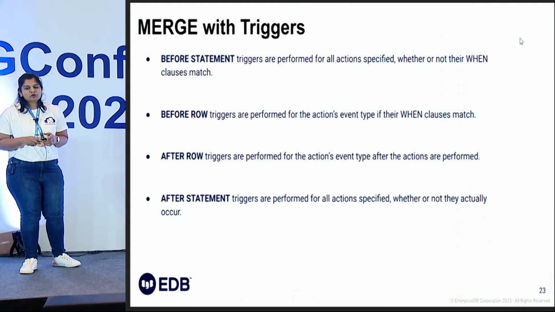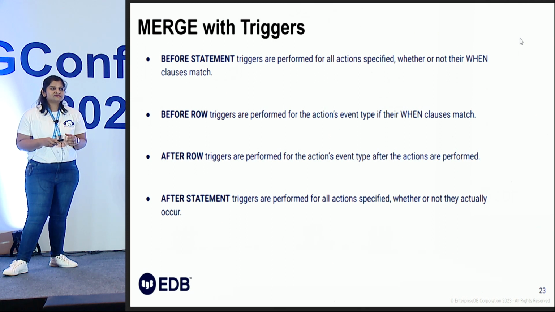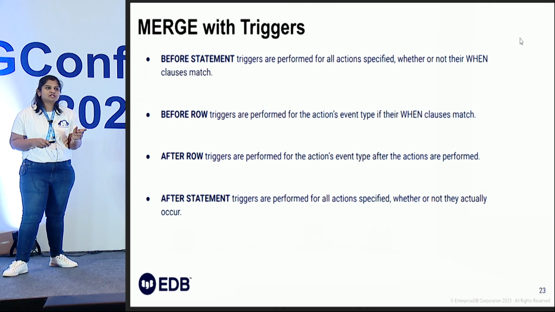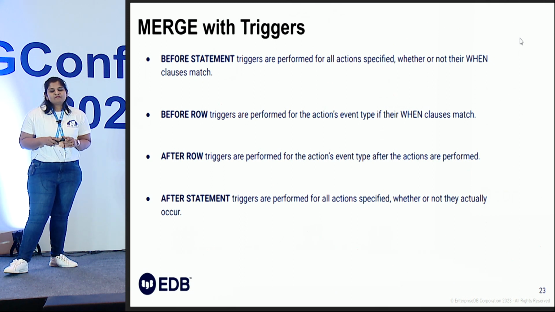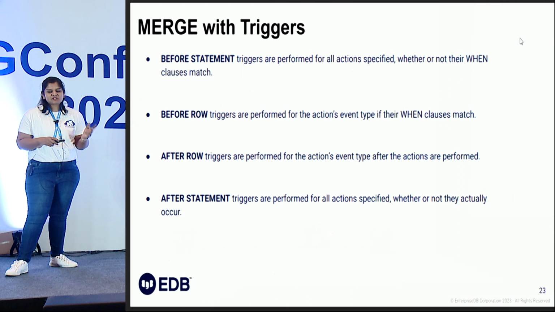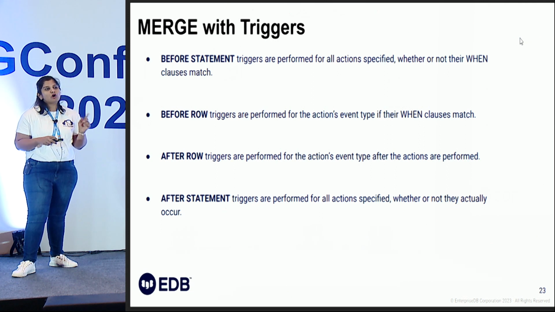And coming to the before row triggers, they are performed just before the action is performed, like just before an insert, you do the before insert trigger in case it was configured. And after row triggers are performed just after the action event is performed. And the after statement triggers are performed for all the actions part of the merge statement, whether or not the action really occurred in the merge.